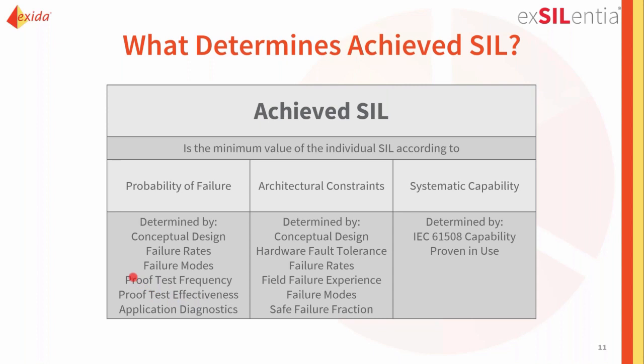And when it comes to proof testing, we can see that the proof testing is impacting that probability of failure. So that's what we'll be focusing on in the webinar. We're not going to really address the architecture constraints or systematic capability. We're going to look at this proof testing and the associated probability of failure.